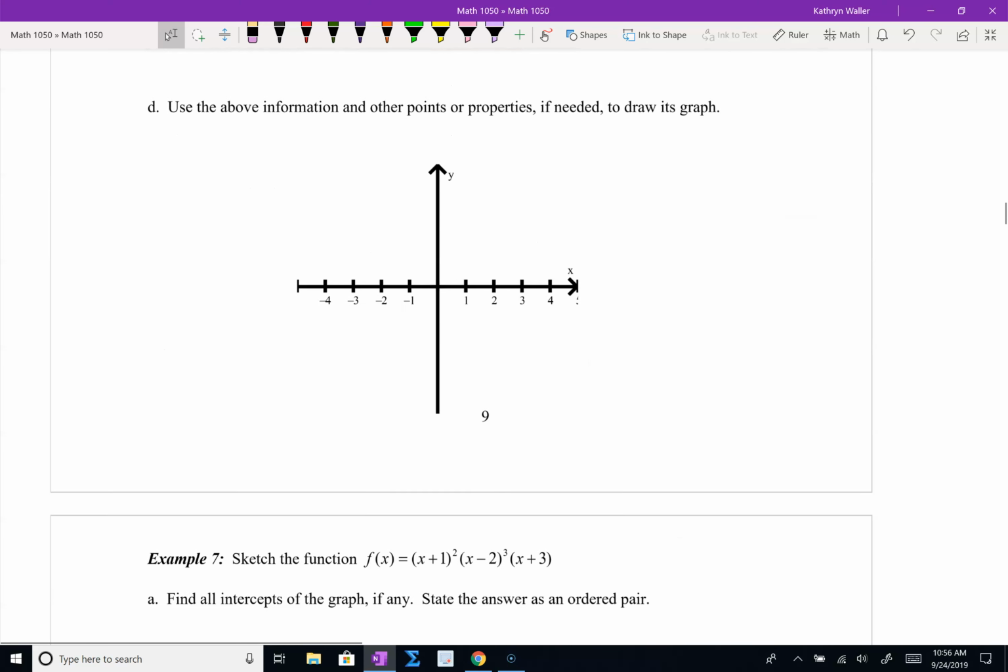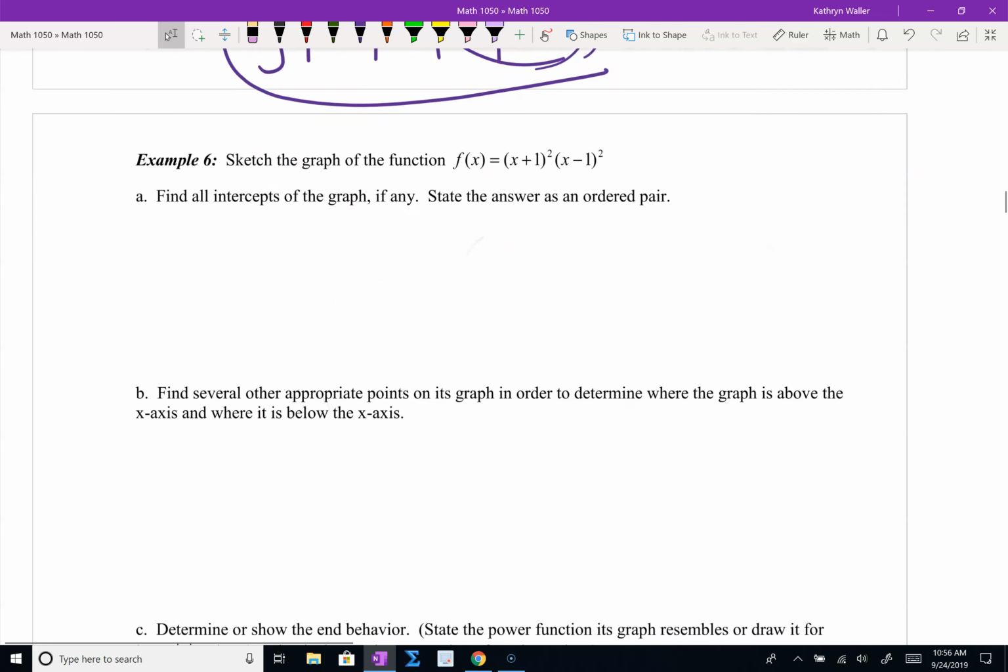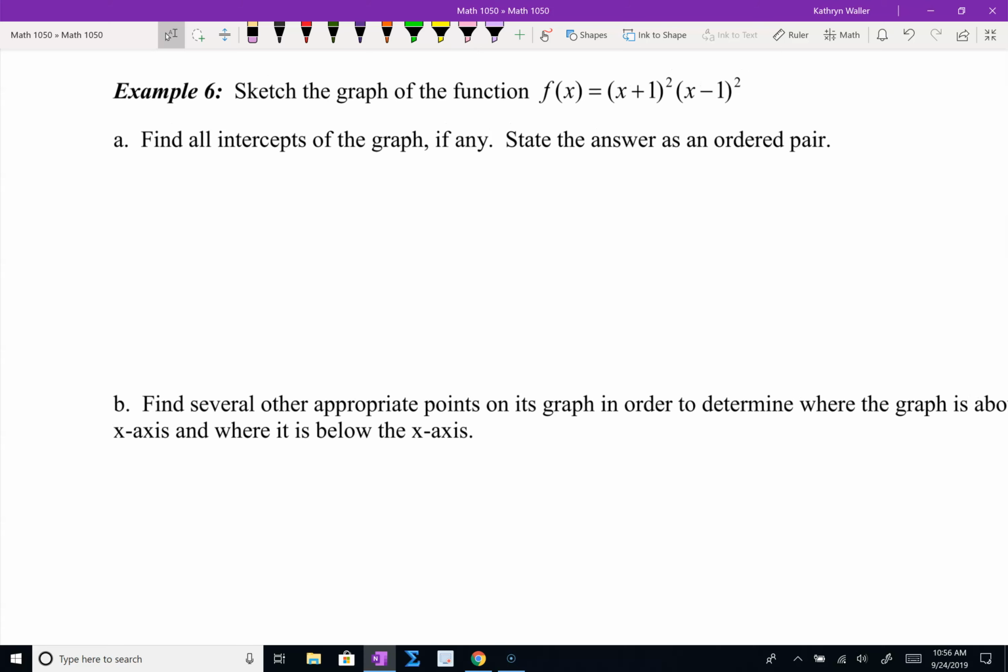Six and 7, and then we're done. Okay, find all the intercepts. Okay, so let's make a list. Okay, so let's go x-intercept, y-intercept.